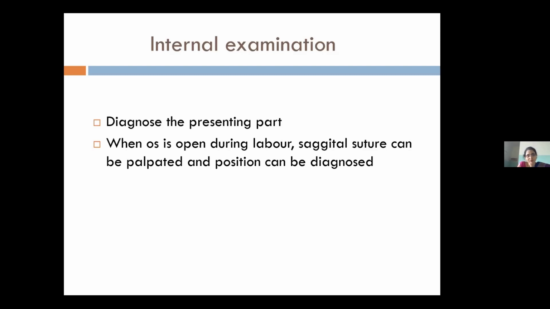So what will you see while doing an internal examination or a vaginal examination? You can diagnose the presenting part. And if the patient is in labor and os is open, then you can palpate the sutures also. So you have to see the position of the sagittal suture in relation to the maternal pelvis. By this, you can diagnose the position, whether the baby is in occipito-posterior position or an anterior position.